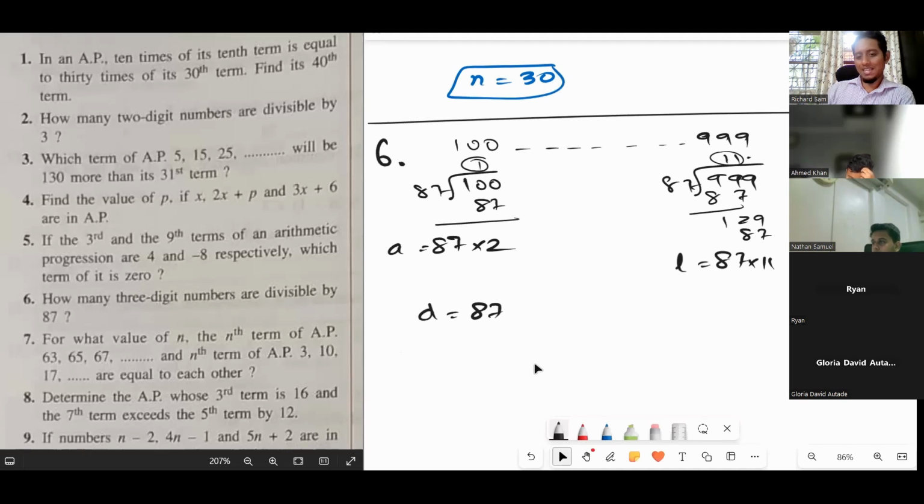Okay, the answer should be 10. Ryan, you got 10 or 11? Anna, I got 10 actually. Before that, I had included 87 also. Yeah, 87 is not a 3-digit number. So after that, I got 10.